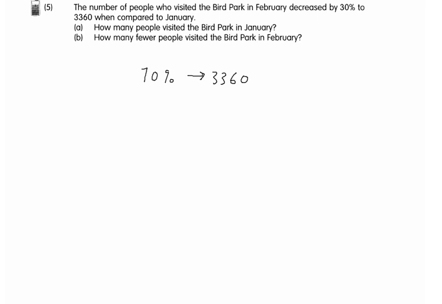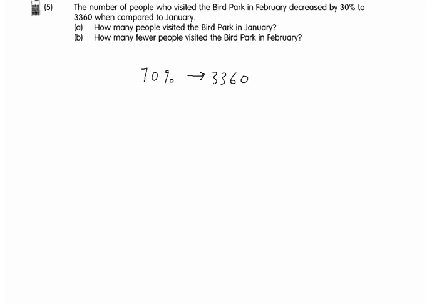Yes, Bjorn? What does the 3,360 represent? February or January? February decreased by 30% to 3,360. It decreased to 3,360. Understand? So it's a language thing. That's why I want you all to be able to interpret this. Understanding the question is the first step to solving mathematics. It's not just plugging in all the numbers. You must first understand the question.